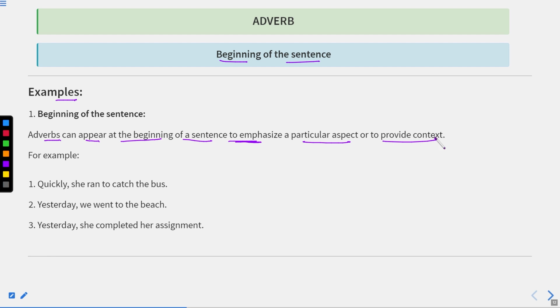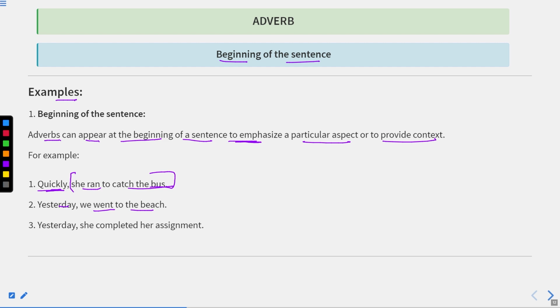It means whenever we use an adverb before the sentence, it will initiate the sentence, and whatever information is given or conveyed in the sentence, the entire aspect is qualified by this adverb. For example, quickly she ran to catch the bus. So she ran to catch the bus is the entire concept qualified by the word quickly. Quickly is an adverb over here. It tells us that this entire situation took place quickly.